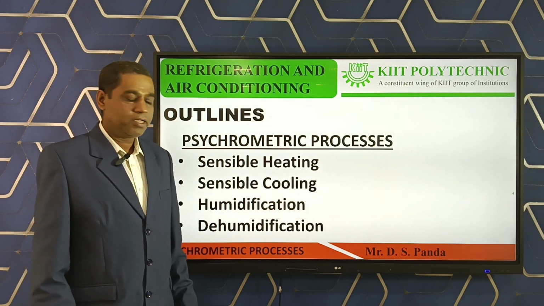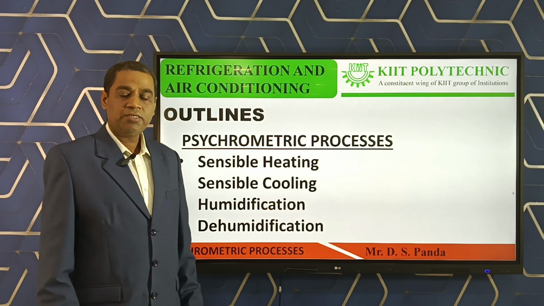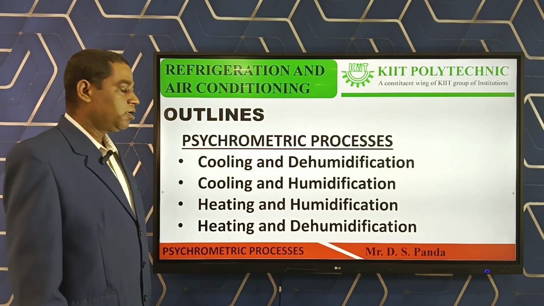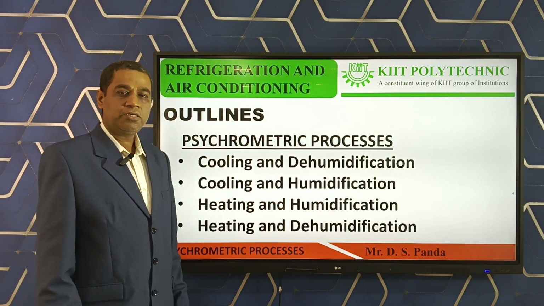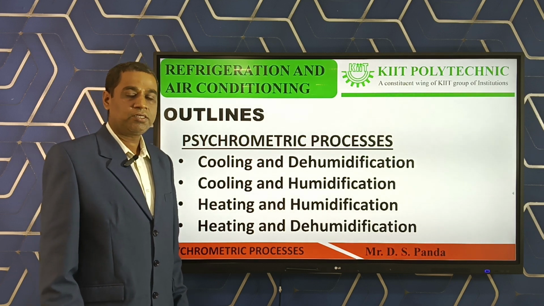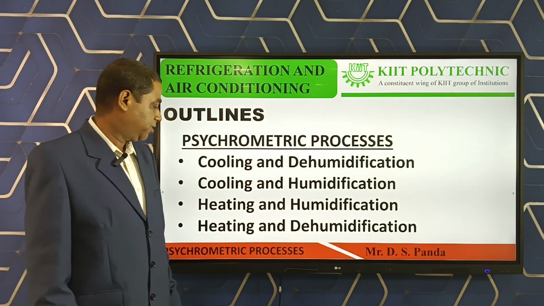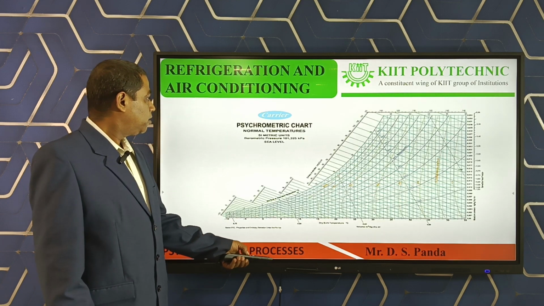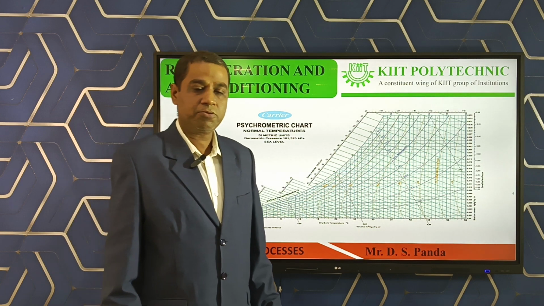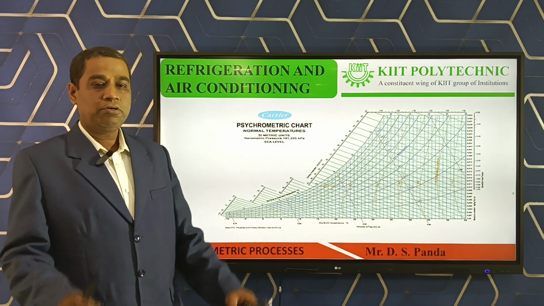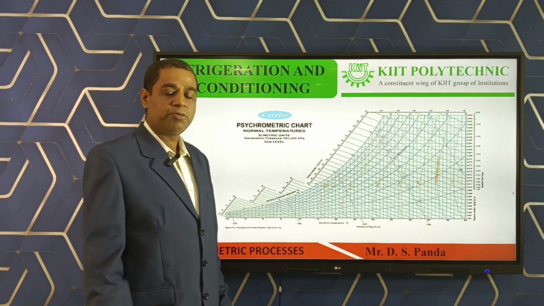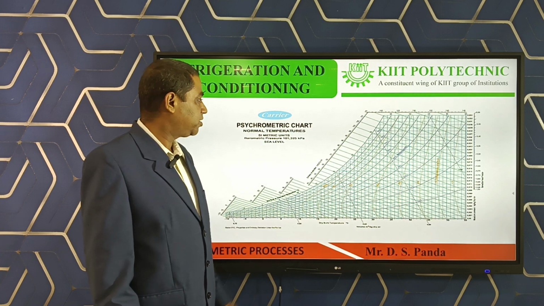starting from sensible heating, then sensible cooling, humidification, dehumidification, cooling and humidification, cooling and dehumidification, heating and humidification, and heating and dehumidification. So before discussing the different psychrometry processes, we should identify different terms of psychrometry in the psychrometry chart.